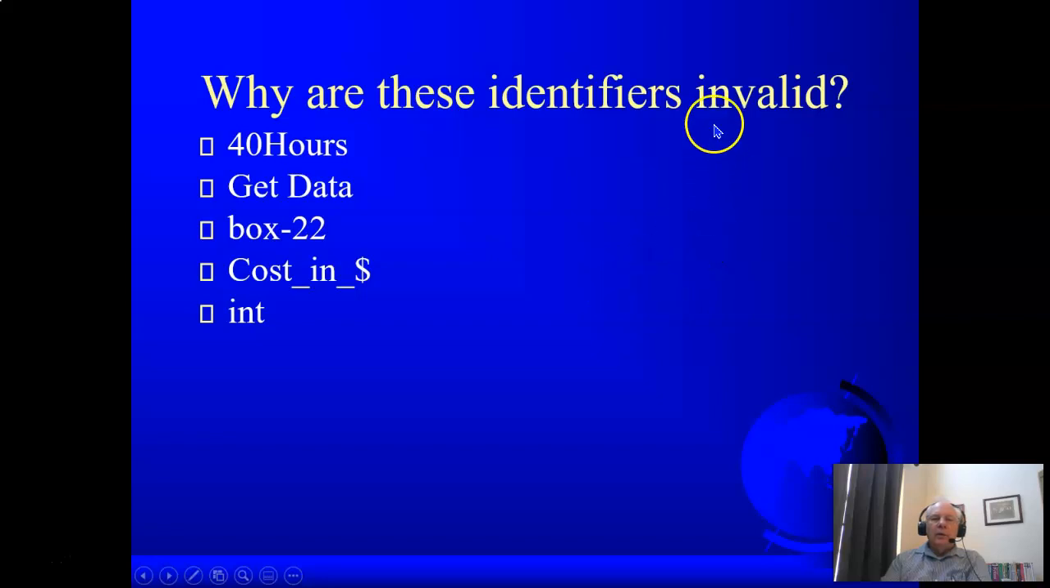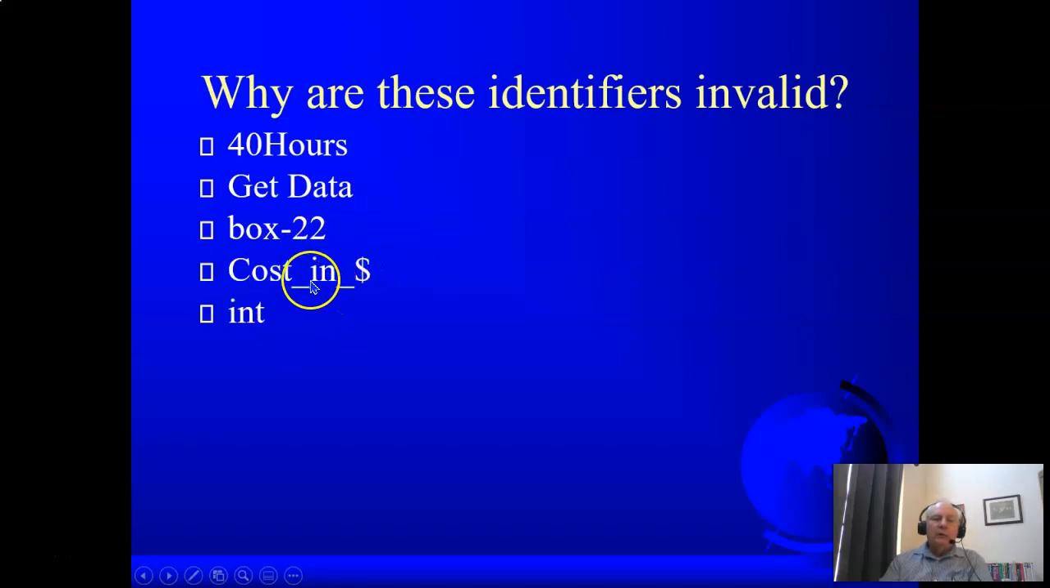Okay. Why are these identifiers invalid? Well, the rule is it has to start with a letter. So does that one start with a letter? No. It starts with a number, so it's not valid. Get data. Well, what's the problem here? Well, there's a space there, right? Identifiers can't have spaces. Box dash 22. Dash is a special character. It's actually used for subtraction. And the reason it can't be used is the compiler is now confused. Is it box minus 22? So special characters are excluded except for the underscore.